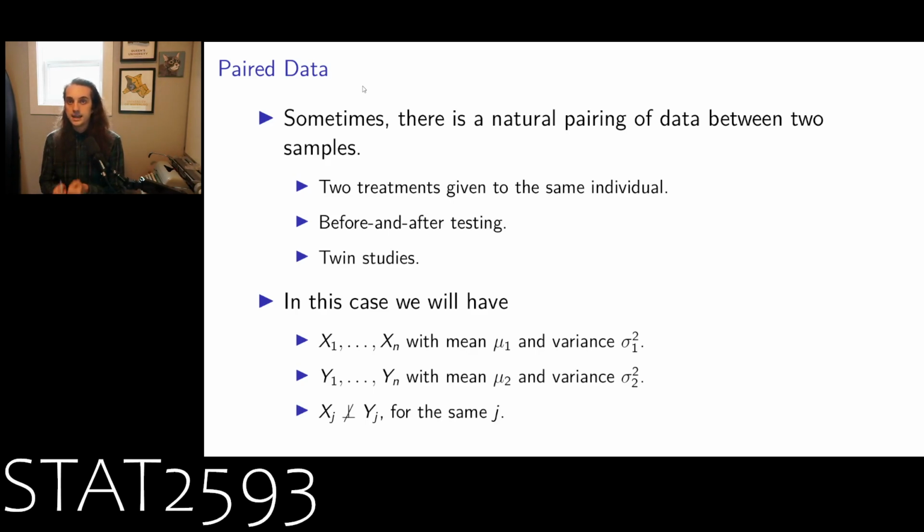Now, any of the corresponding x and y are not going to be independent of one another, right? And this is going to be true because you're testing the same unit, or you're assuming that there's some sort of natural pairing there that causes a dependence. We'll still assume that each of the pairs are independent of one another, but not the corresponding x and y observations. And so the question is, how do we do hypothesis testing or build confidence intervals when this is the setup that we have?